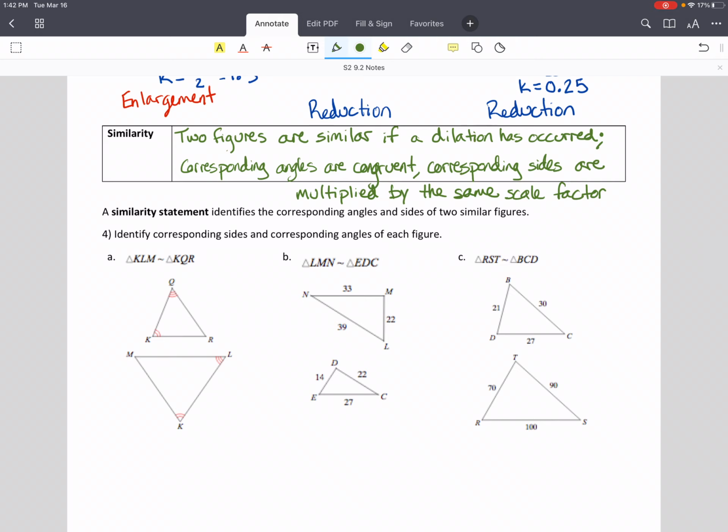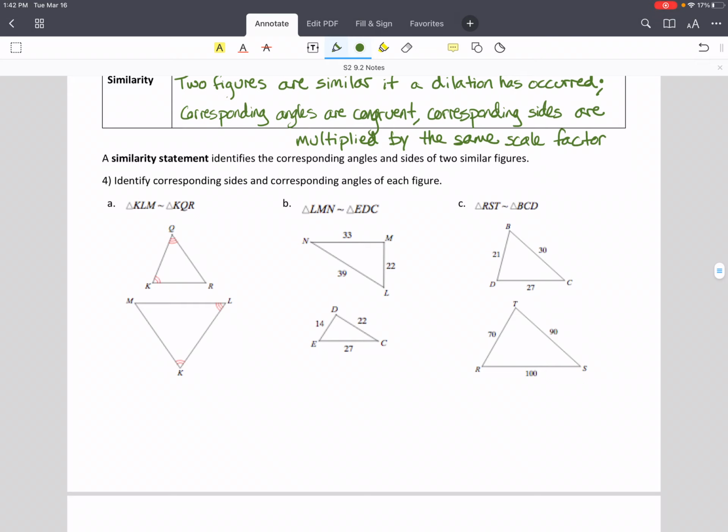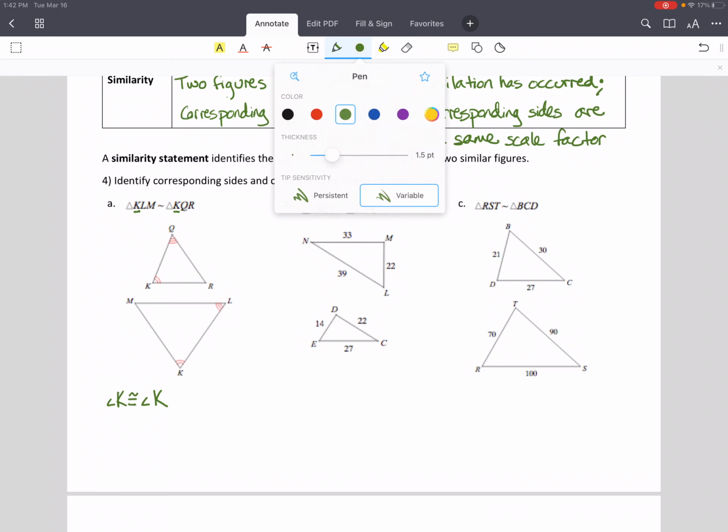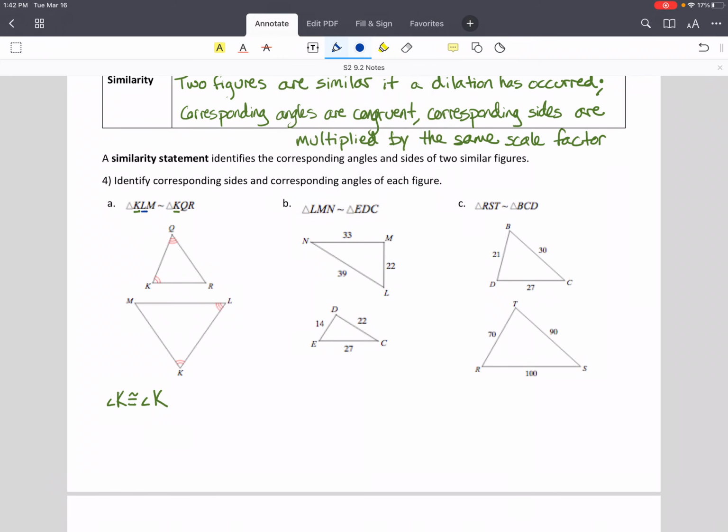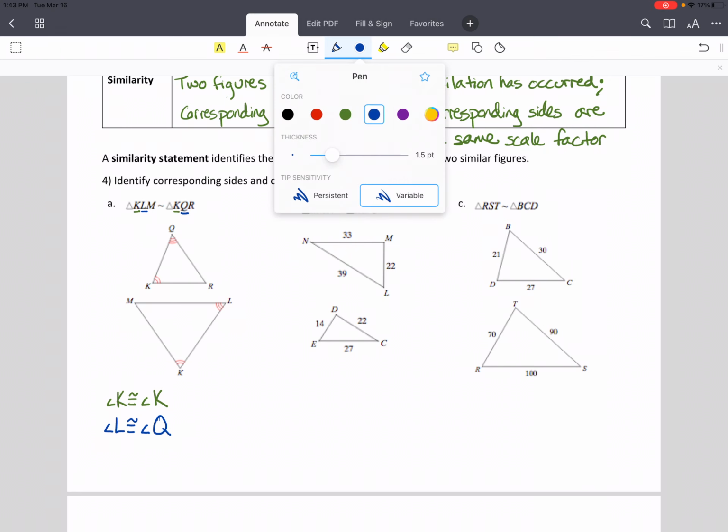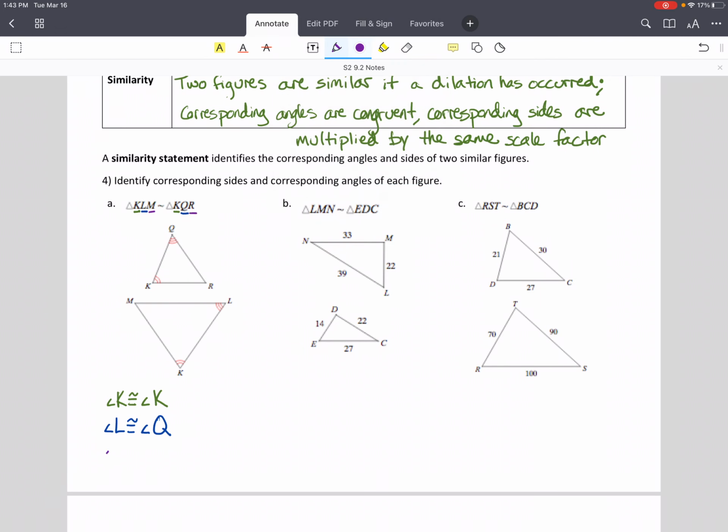So we have what's called a similarity statement, and that tells us which angles go together, which sides go together. And so with number 4 here, we're going to use the similarity statement. That's what this is, a similarity statement to say what corresponds together. Well, what's nice is I'm literally just going through piece by piece of this statement. So for example, angle K lines up with angle K. Angle L lines up with angle Q, which leaves angle M going with angle R.